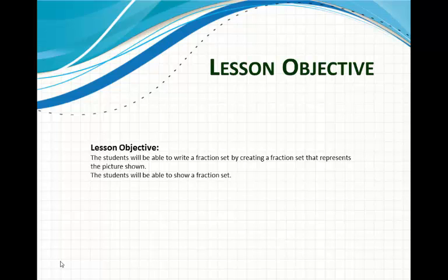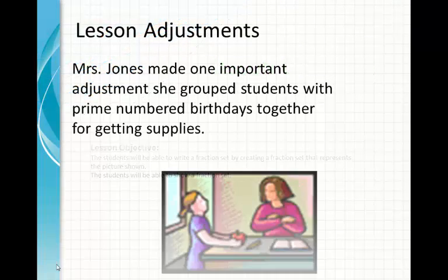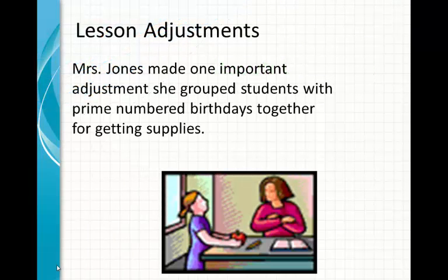The lesson objective. The lesson objective was for the students to be able to write a fraction set by creating a fraction set that represents the picture shown, and the students will be able to show a fraction set. Lesson adjustments. Miss Jones made one important adjustment. She grouped students with prime numbered birthdays together for getting supplies.